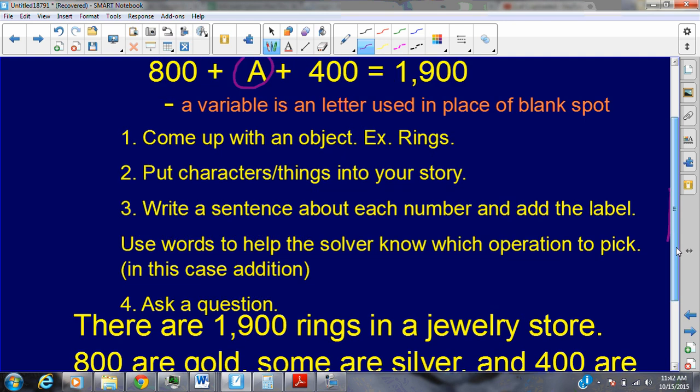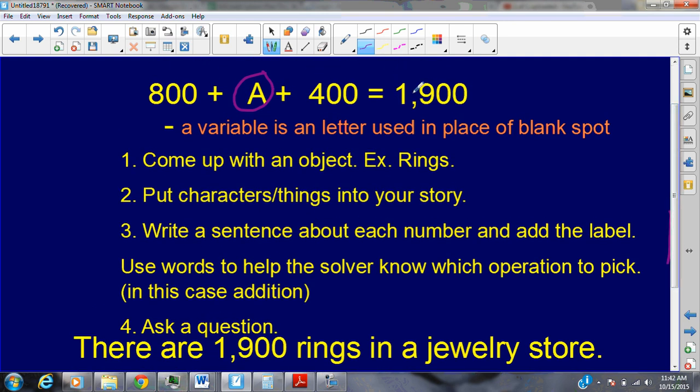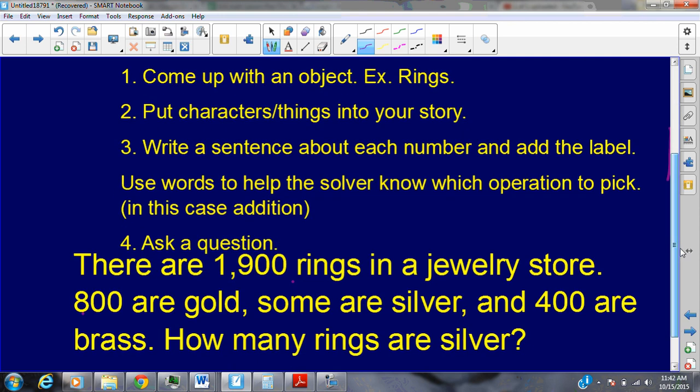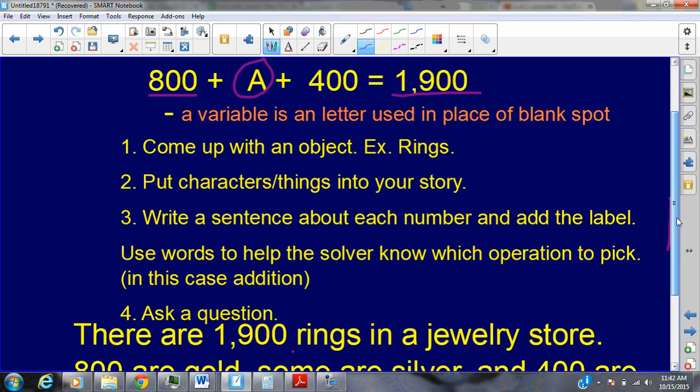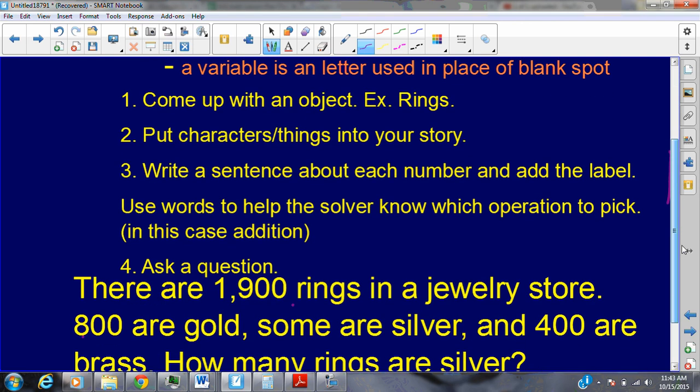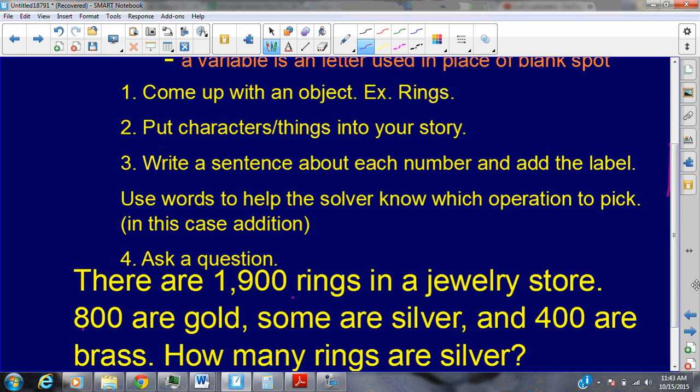So here we are. I started off with my total, which is 1,900. There are 1,900 rings, as my example in the story, in a jewelry store. So I'll put a character and things in my story. 800, notice that's my first number, are gold. Some, because I don't know the amount for the variable A, are silver, and 400 are brass. How many rings are silver?